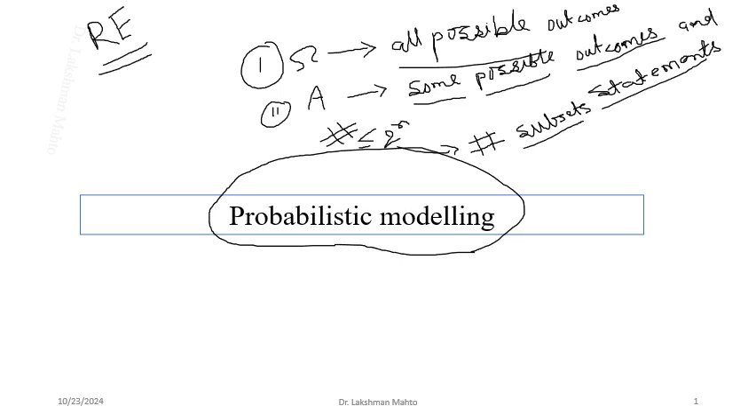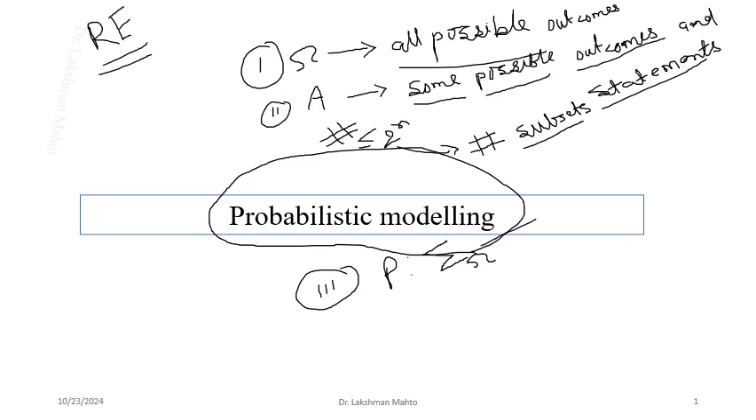Then I had told that the third basic concept in probabilistic modeling is the probability measure. So in this lecture, we will discuss in detail the probability measure as a map from all possible events. I'm not talking about subsets, all possible events, and the collection we denote by sigma omega. This we call a sigma algebra.